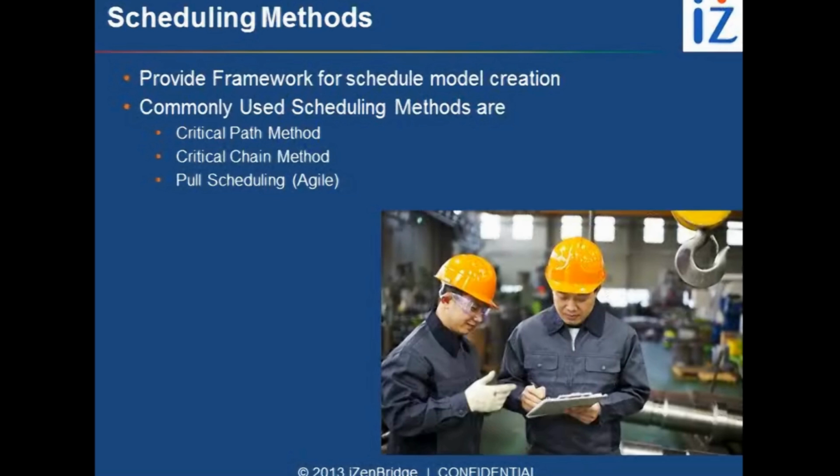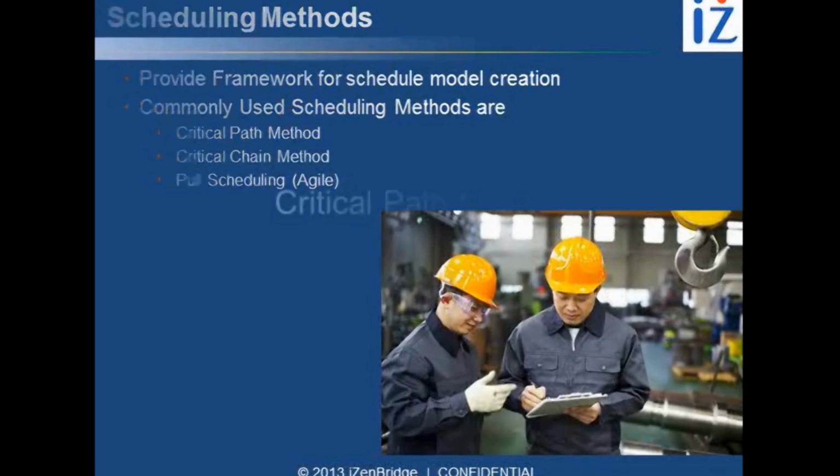Out of that data or schedule model, we develop a final schedule. In order to develop a final schedule for a day, a month, or a year, we start with one particular scheduling method. In this session, we will discuss 3 scheduling methods. The first, which is the most popular, is the critical path method. The second is the critical chain method, and the final one is pull scheduling. In PMBOK, it is usually known as agile type of scheduling. We will talk about these three scheduling methods.